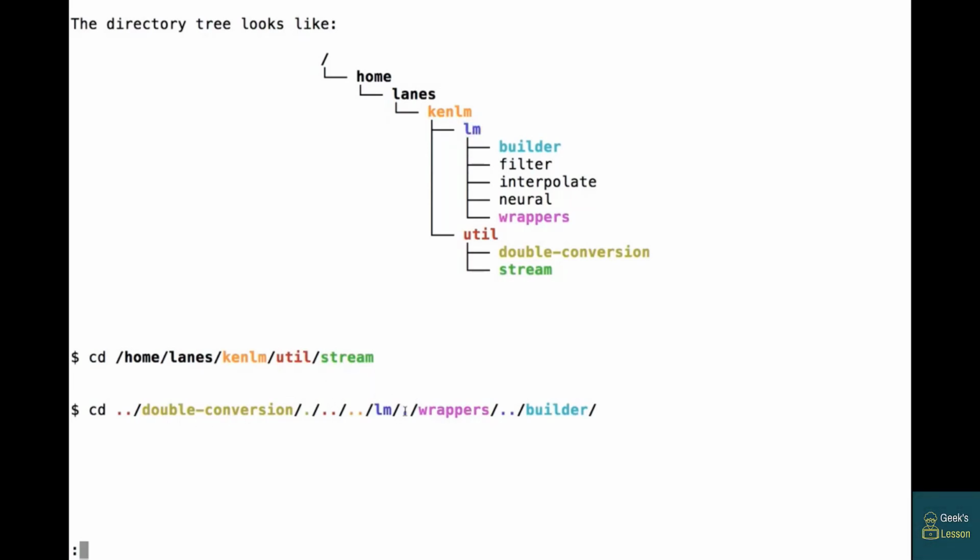And because dot, which we see here in blue, refers to the current directory, this path refers also to lm.